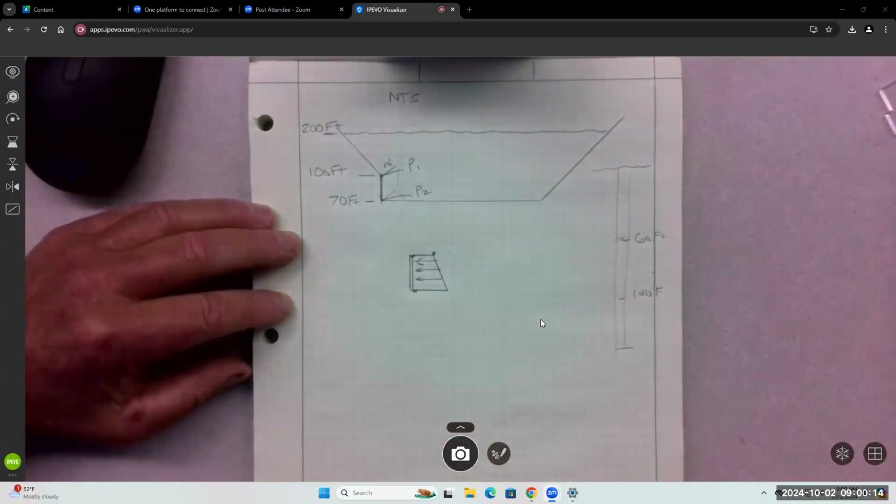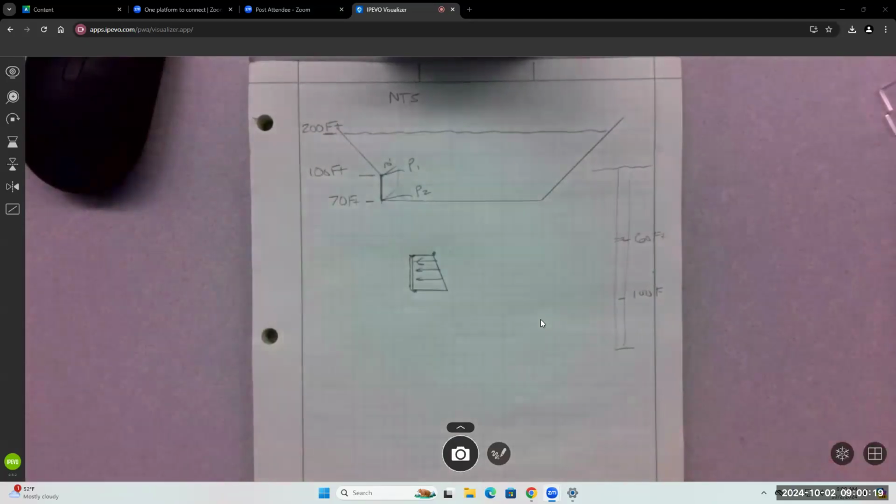Oh, I don't know about this pen. Driving me nuts. That's it.